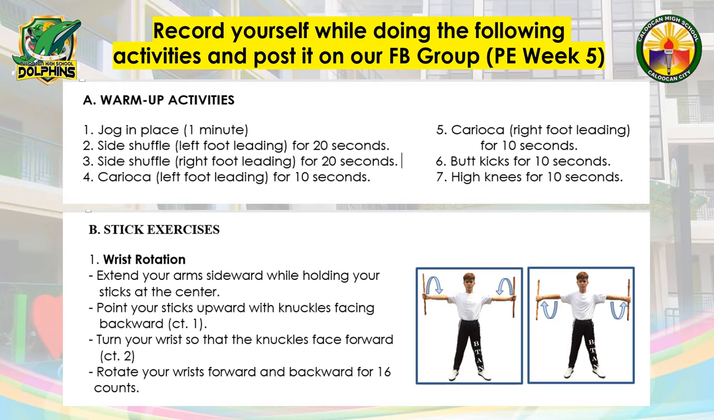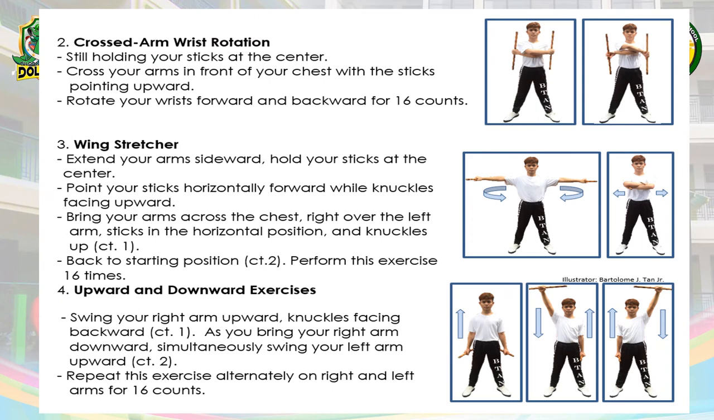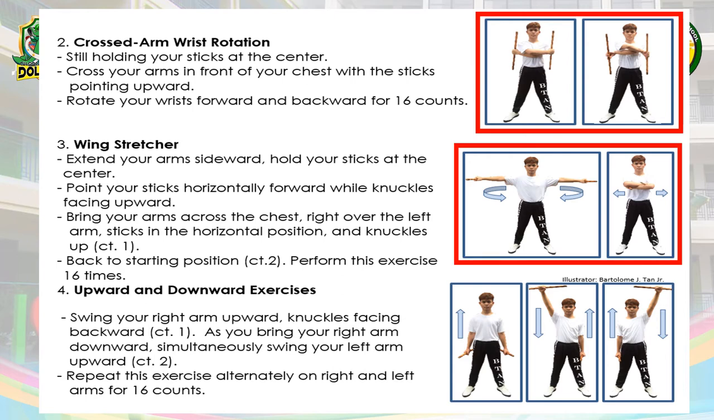So, follow the instructions on how you are going to do the exercises properly. Number 2, cross arm wrist rotation. Sundin nyo lang yung instructions dyan. Number 3, wing stretcher. And number 4, upward and downward exercises. Kung walang arnis stick, katulad ng sinabi ko last week, pwede kayong gumamit ng rolled cartolina or manila paper basta magmumukha lang siyang arnis. So, mag-improvise na lang kung ano ang available sa bahay. Again, follow the instructions on your module on how you are going to do the exercises correctly and properly.